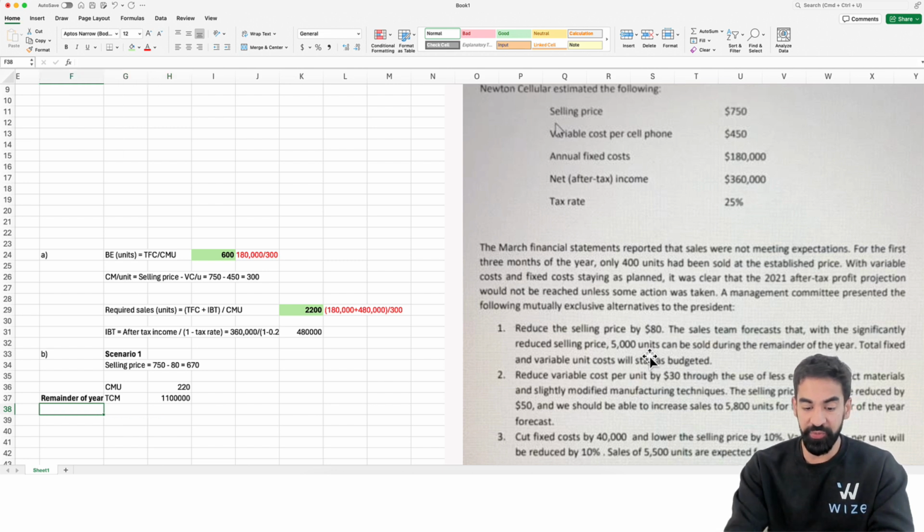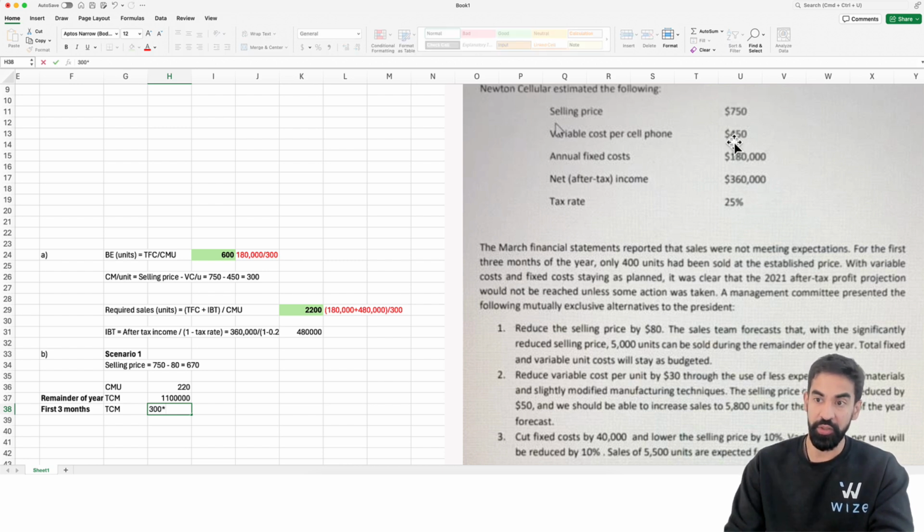And what did I have from the first 3 months? Already made. What was my contribution margin from the first 3 months? Well, it was $300 from before, right? Because in the first 3 months, the selling price was $750, and this was the variable cost per unit. So it was $300 per unit times how many units did they sell in the first 3 months? Look in the paragraph. It says for the first 3 months of the year, only 400 units had been sold at the established price. So it's going to be 300 times 400. I'm just taking the contribution margin per unit, which here was 300, and timesing it by 400.